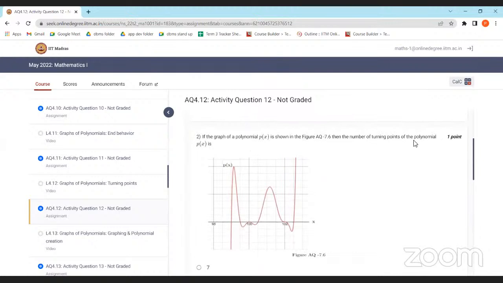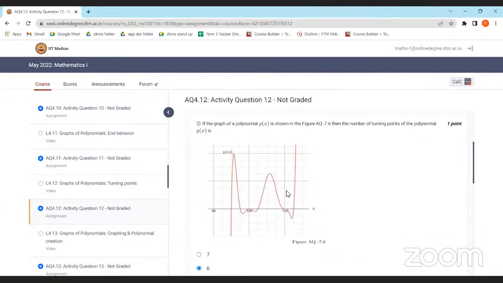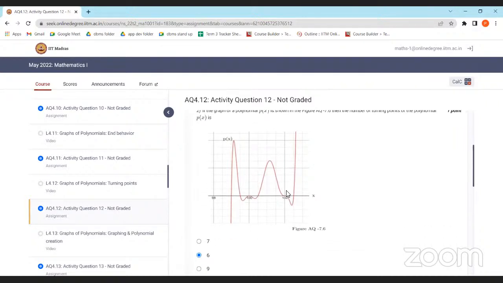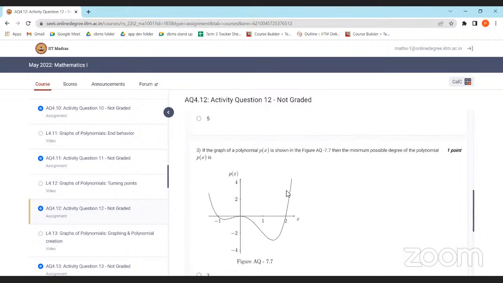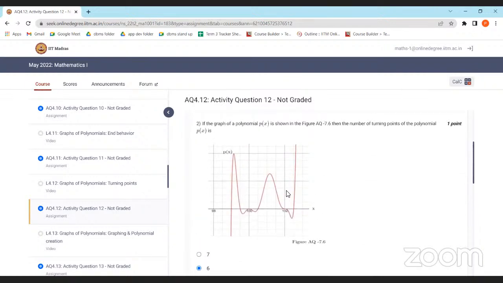The number of turning points of the polynomial is. Turning point is simply you have to count the turning points here. How many turning points are there? Sir, there should be 5, I guess. 1, 2, 3, 4, 5, 6, right? Total 6 turning points. The degree of the polynomial can be 7, right?